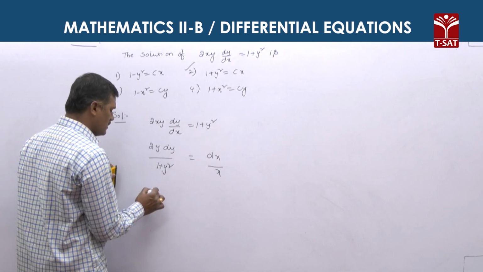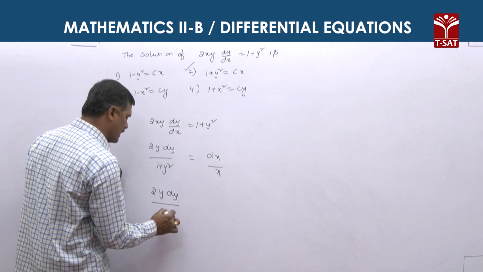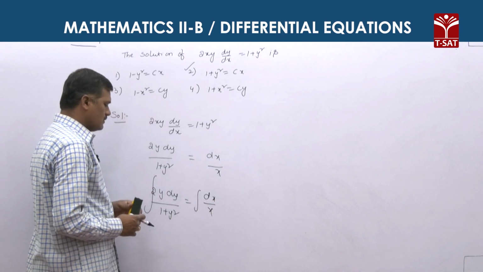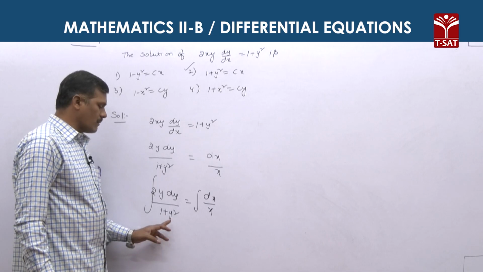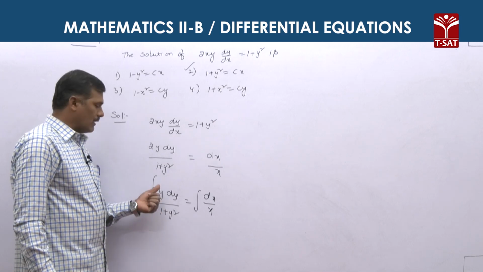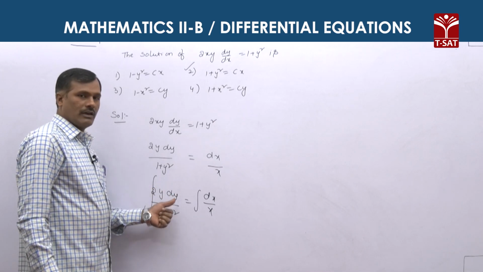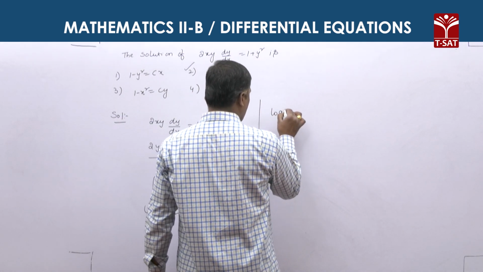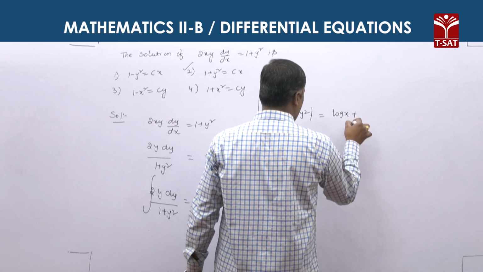Integrating on both sides, the constant 2 into 2y into dy by 1 plus y square integration is equal to integral of dx by x. Think about this numerator 2y into dy by 1 plus y square. Here the denominator is 1 plus y square. If you differentiate the denominator, you will get the numerator. F dash x by f of x into dx. So f dash y by f of y into dy is log f of y. That is log 1 plus y square is equal to integral dx by x, which is log x plus log c.